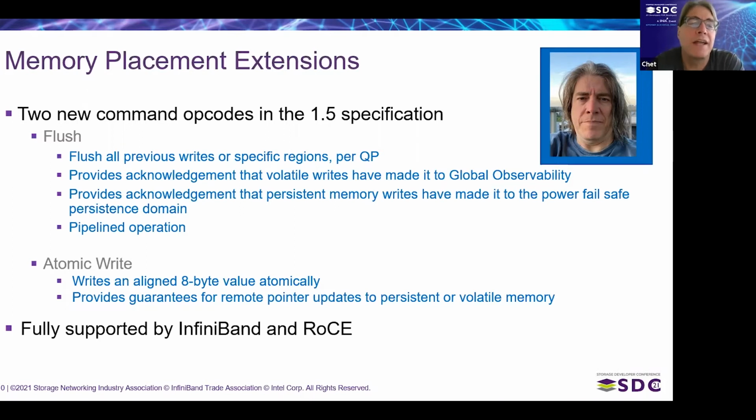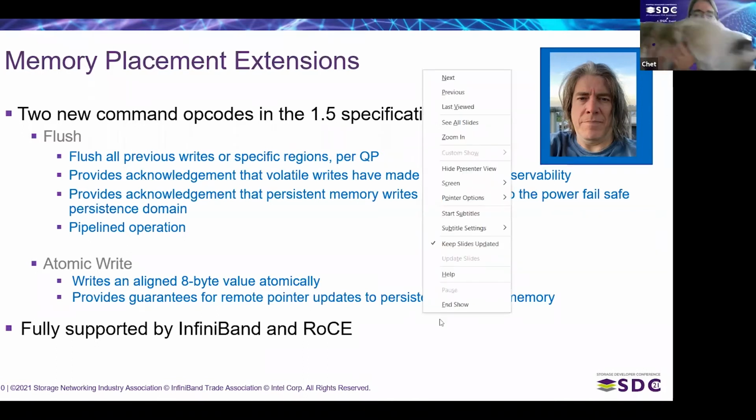The other command that was added is an atomic write, and this provides an aligned 8-byte atomically updated value, and then provides guarantees that the remote pointer updates have been made. Before this, we really didn't have a guaranteed way in the transport to write an 8-byte pointer update and not have it affect things.